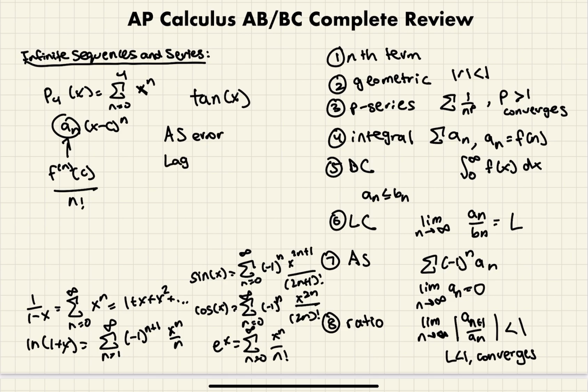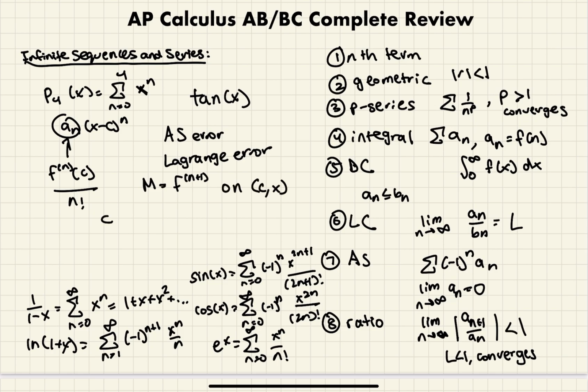There's also the Lagrange error bound, which is a lot more complicated. This works for alternating and non-alternating, but I would probably not use it for alternating series. You can just use an alternating series error bound for that. And so this just works for any Taylor polynomial. If you got an nth Taylor polynomial, m is the maximum value of the n plus first derivative on an interval from c to x.